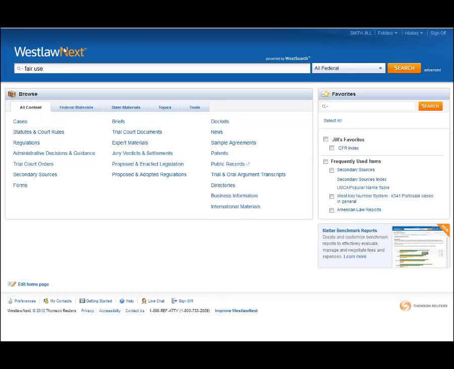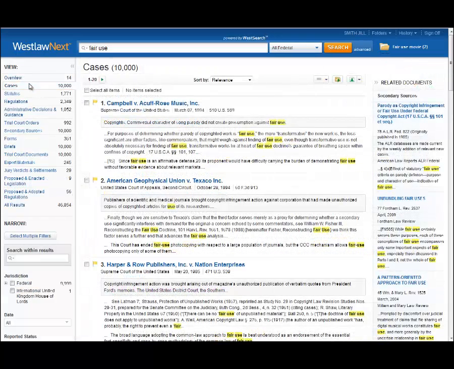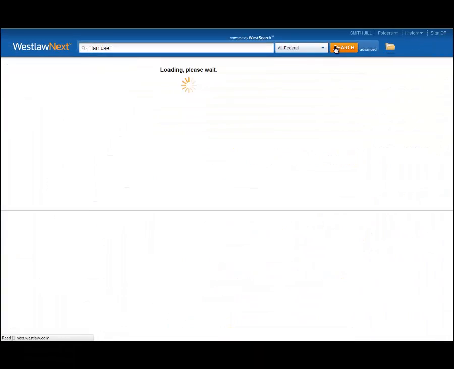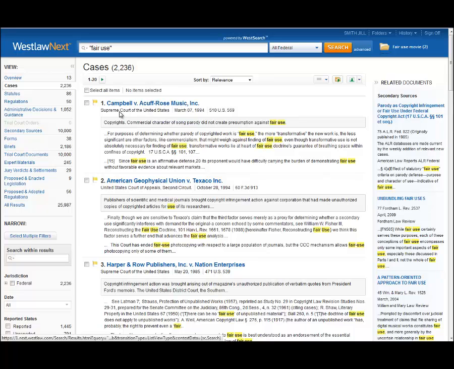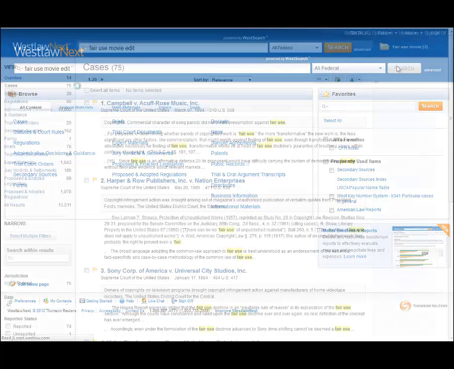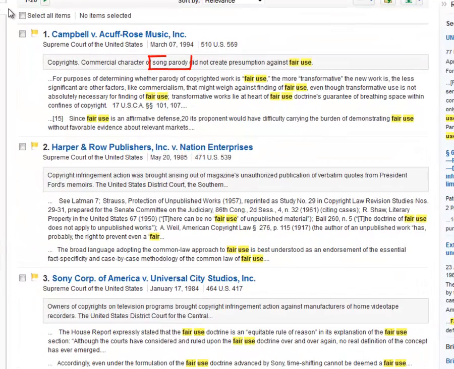If you just ran a natural language Westlaw Next search for fair use, you get 10,000 cases. If you look for the phrase fair use, it narrows down, but not really by enough, since you still have over 2,000 cases to look at. A natural language search for fair use movie edit retrieves 75 cases, which is still a lot to go through. Also, some of them have to do with music, others have to do with publishing.